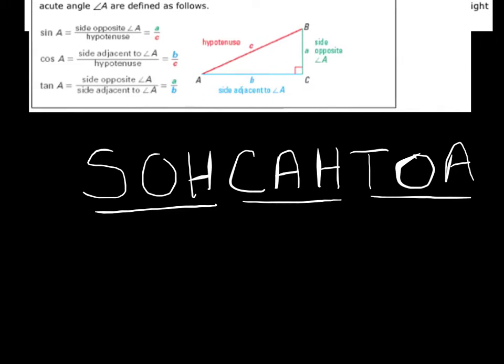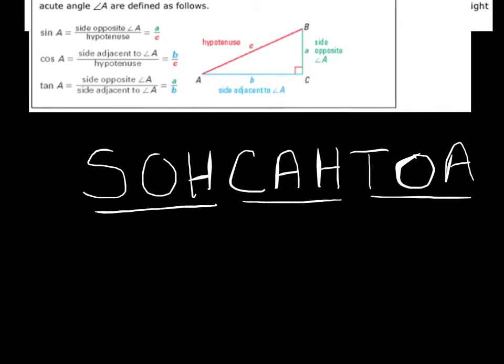So SOHCAHTOA, which I like to think is the Indian prince of math, Native American Prince of Math, SOHCAHTOA will help you remember the relationship between the sides and the trigonometric ratio.